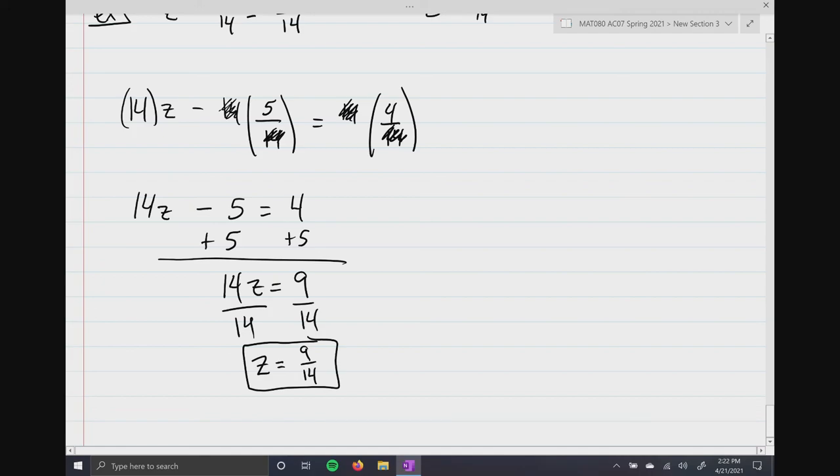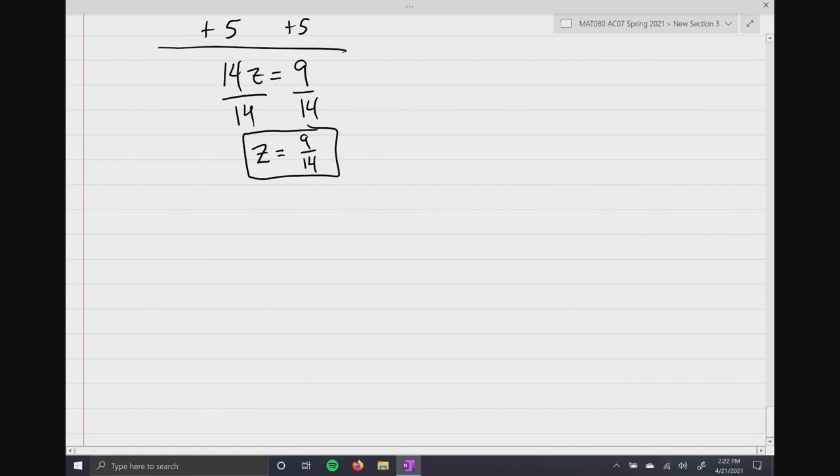All right, last problem of the day. This one is going to have the same feel as all the other ones, except I'm going to change it up.